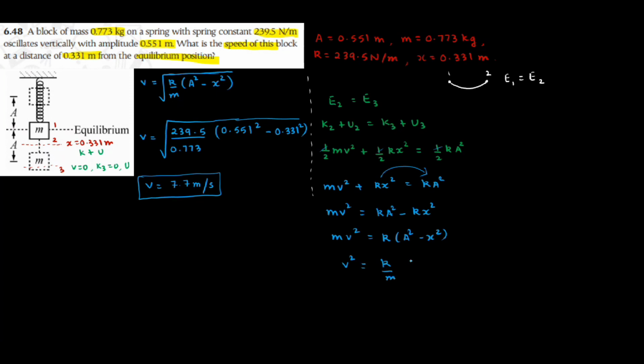K over m, a squared minus x squared. Take the square root to find your v. K over m, a squared minus x squared. When I use the law of conservation of energy, I arrive at the same rule for speed as the one I used before. Then you can substitute your values to get the answer as 7.7 meter per second.